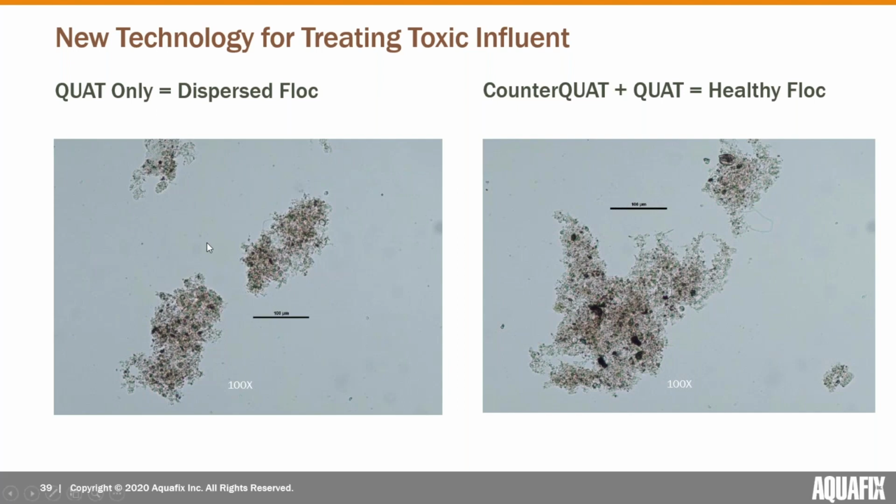So here's a sample of mixed liquor where we had the Quat, and we showed a slide of some of this earlier. You see I have a dispersed flock structure. Here is the same sample we added Quat to, but we added CounterQuat into the mixed liquor as well, and it strengthens that polyprotein matrix, that EPS around the edge, and that keeps the effluent water clear. So this is Quat plus our CounterQuat.